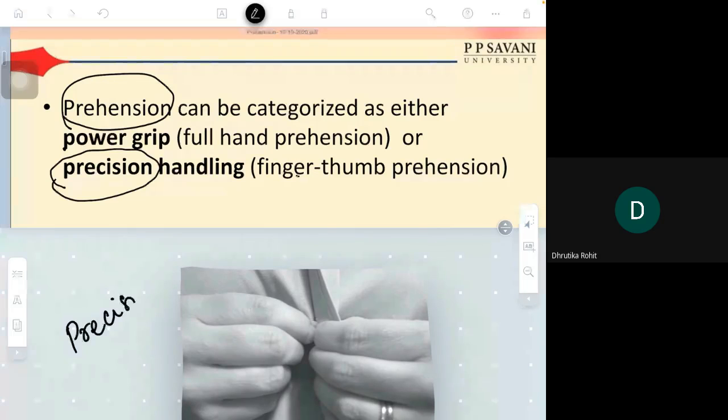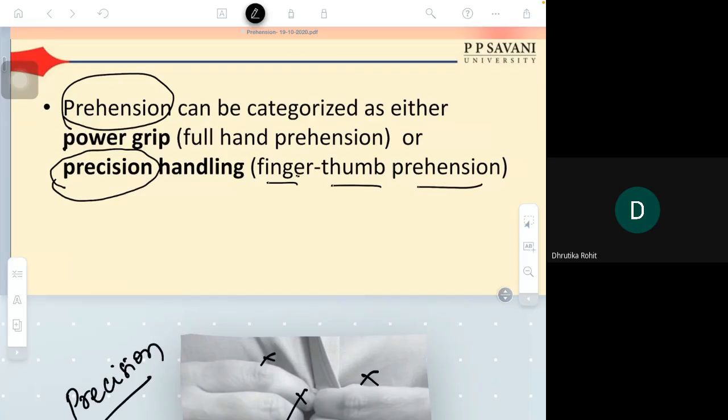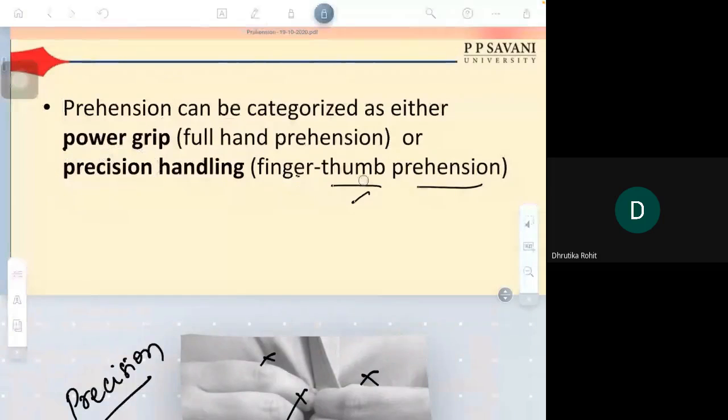What is precision? It is called a finger thumb prehension. Why? Because you are using only the finger and the thumb. Here you are not using the full hand. You are using only fingers and thumb. That is why it is called a finger thumb prehension. Clear?